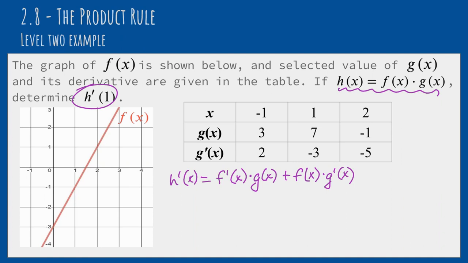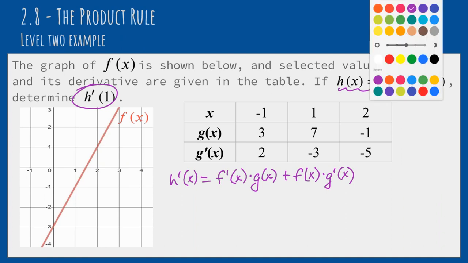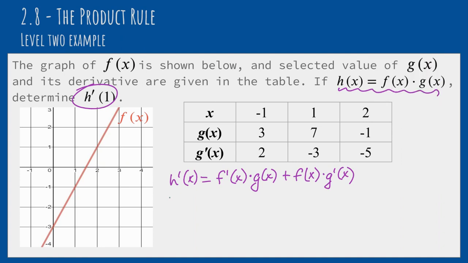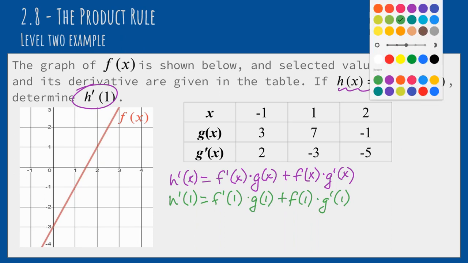Now we want to find h prime of 1. So to do that, we are going to plug in 1 for x. So we have h prime of 1 equals f prime of 1 times g of 1 plus f of 1 times g prime of 1. Now, what we need to do at this point is take the information from the graph, take the information from the table, and plug it in as appropriate in this expression.